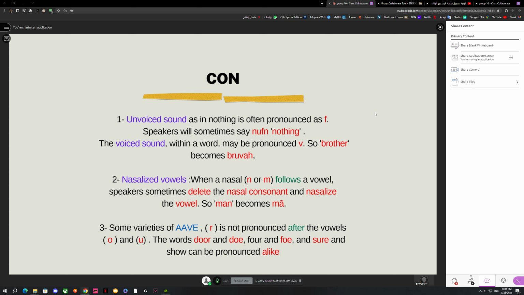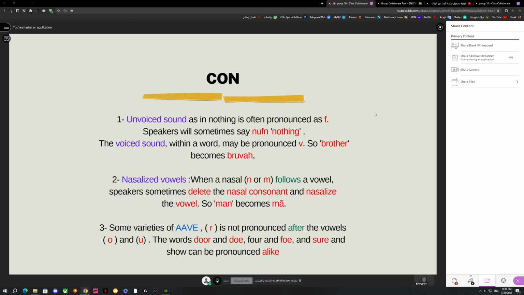Two, nasalized vowels. When a nasal n or m follows a vowel, speakers sometimes delete the nasal consonant and nasalize the vowel, so man becomes ma.